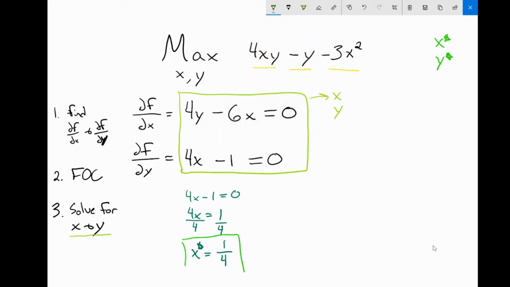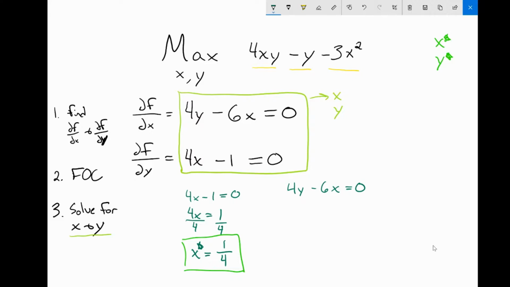So we're already done with part of it. We found x star. And now we need to find the other one. Well, what do we do with this? This equation here is a little bit more tricky. 4y minus 6x equals 0. This has an x and a y in it. Well, we already know what x star is.